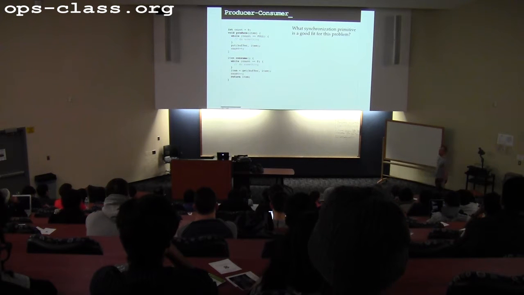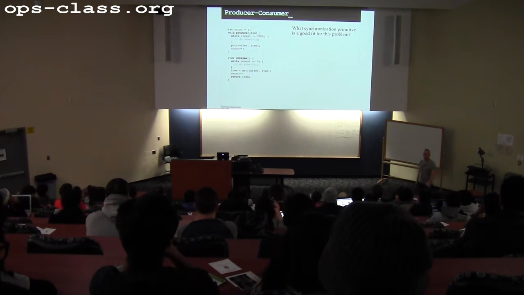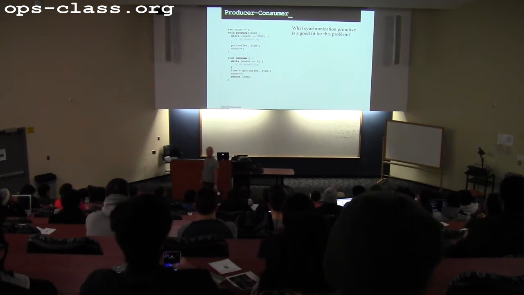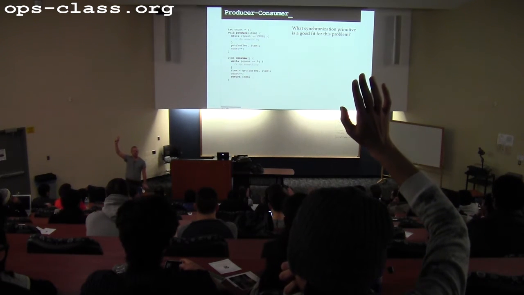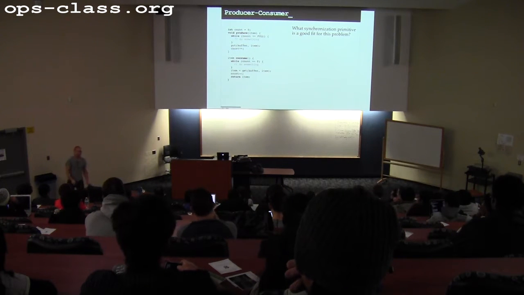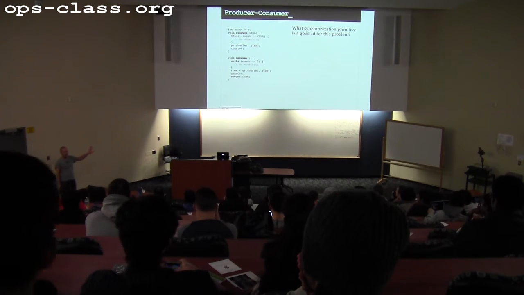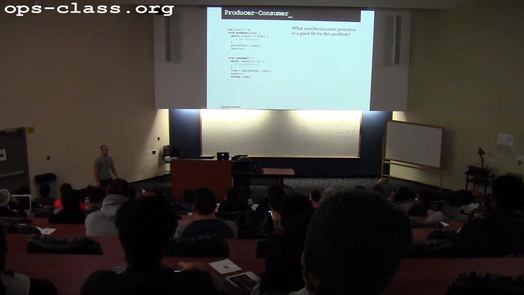OK. What do you guys think is the right primitive here? There's a couple that could work. What's a good primitive? Yeah. A condition variable. Who agrees that that's a good primitive? Me too. What else could you use? Semaphore. You could use a semaphore. And the way to do this with the semaphore is not as intuitive as you might think. But you can. I think you would need maybe two.